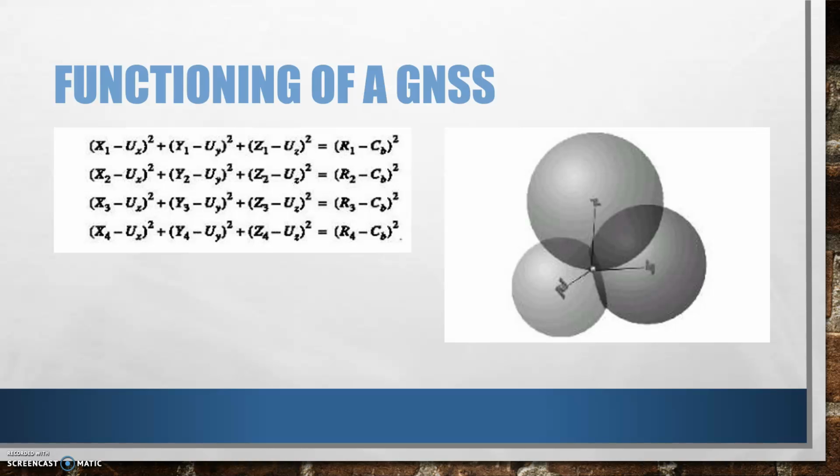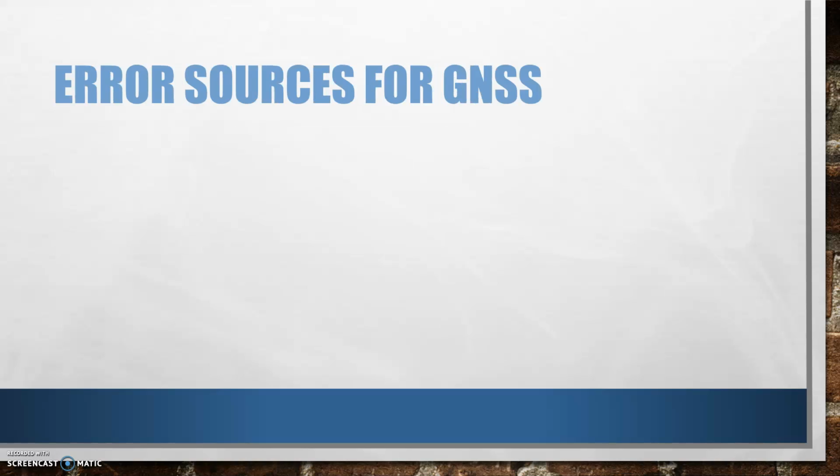So on the other side of this equation, you can see R and C. R1 is the time period required by satellite 1 to send the data to the receiver. So the time period that is taken by the signal to transfer from the satellite to the receiver is considered as R1, and CB is considered as the receiver clock error. So we have four equations here, and through these four equations we can determine the precise coordinates of the receiver.